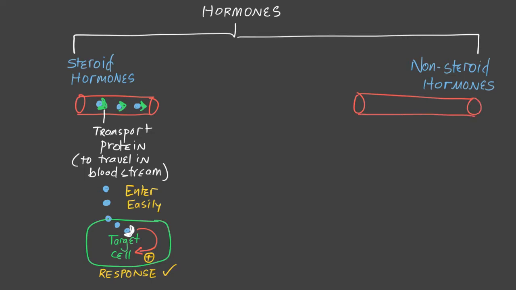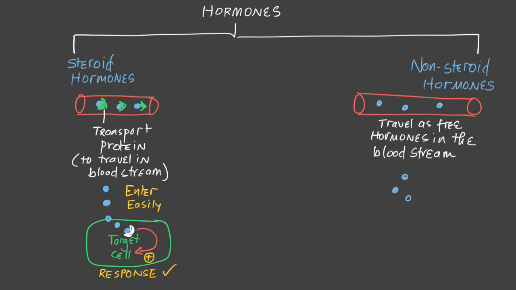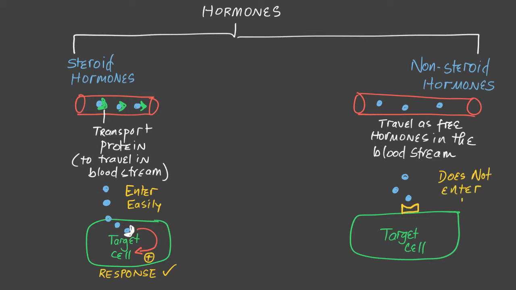The non-steroid hormones, they travel fairly easily through the bloodstream because they do mix with water. They don't need a transport protein to carry them. So the non-steroid hormones travel as free hormones in the bloodstream. However, once they arrive at the target cell, they have a problem. Non-steroid hormones are hydrophilic, and the interior of the phospholipid bilayer is hydrophobic, so they cannot enter the target cell. Non-steroid hormones do not enter the target cell.